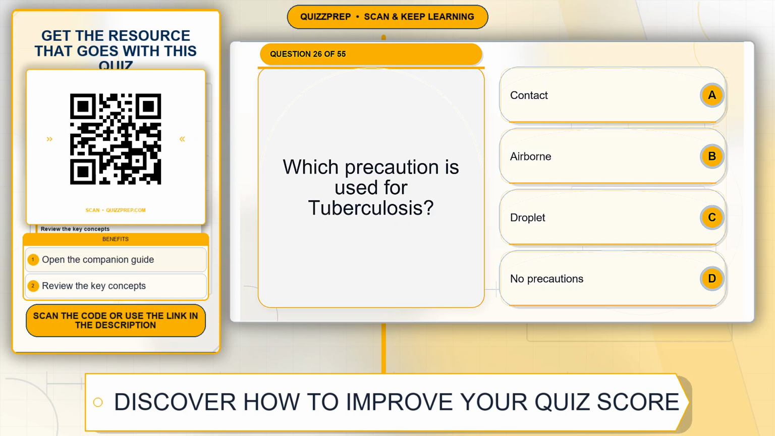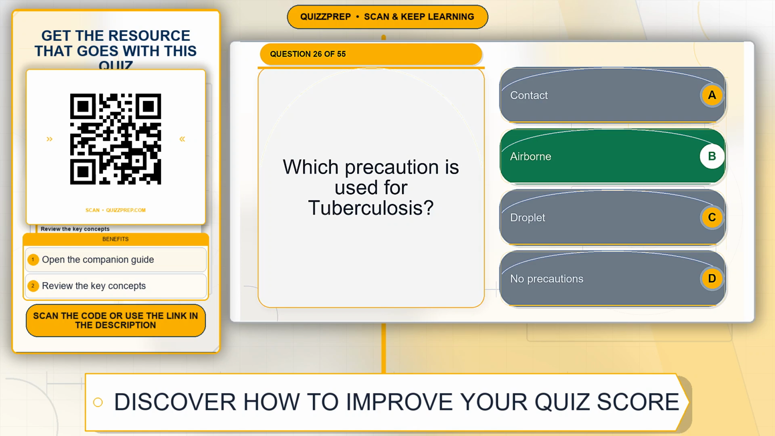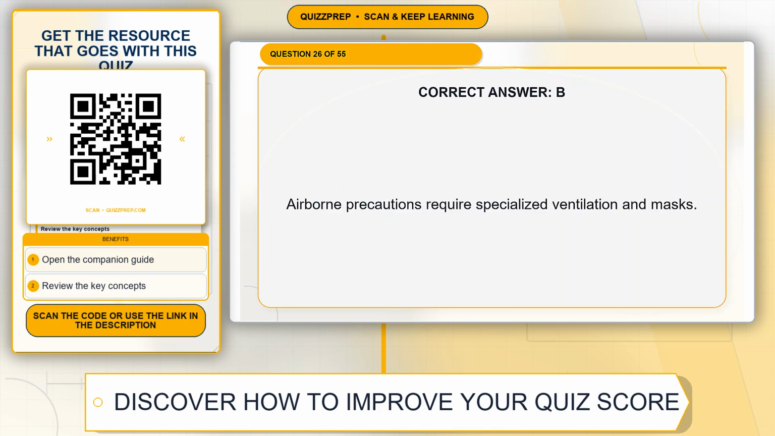Question 26. Which precaution is used for tuberculosis? Option A, contact. Option B, airborne. Option C, droplet. Option D, no precautions. The correct answer is option B, airborne. Explanation: airborne precautions require specialized ventilation and masks.